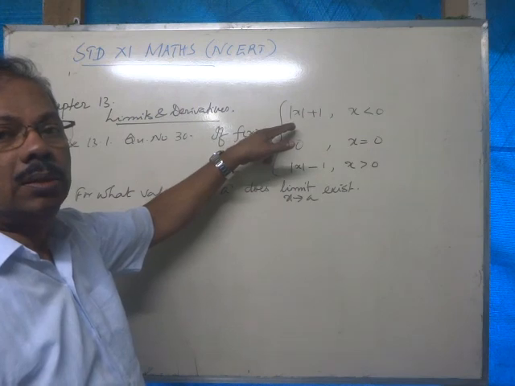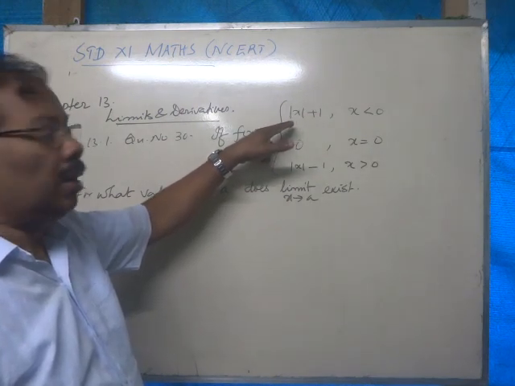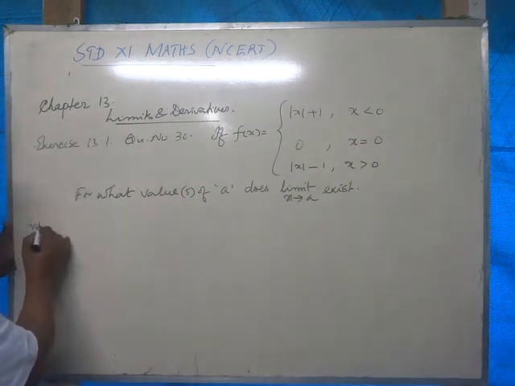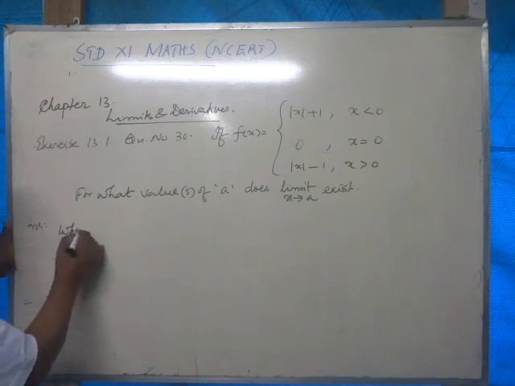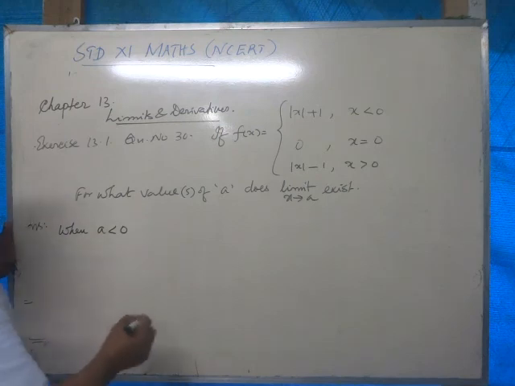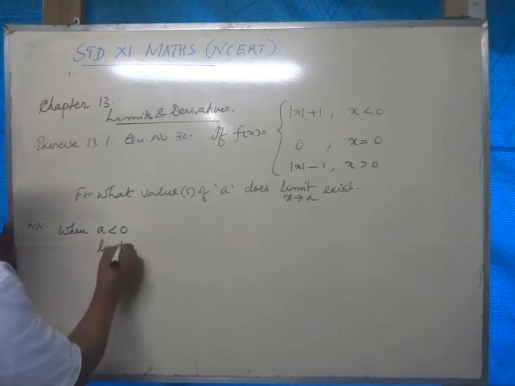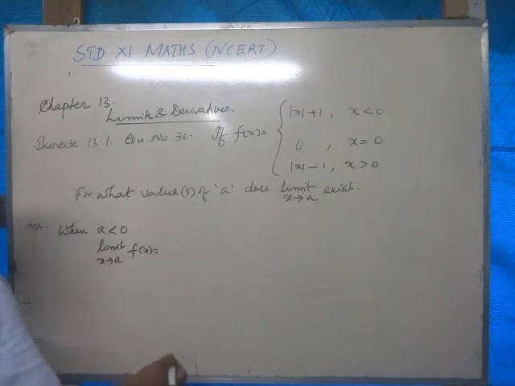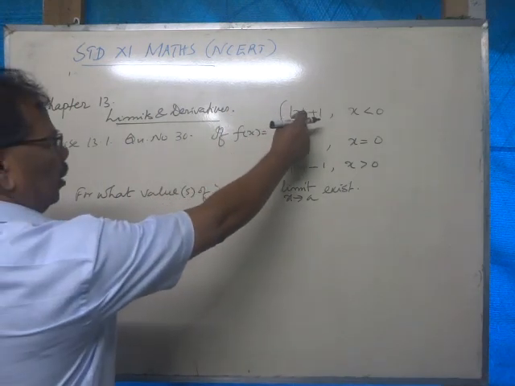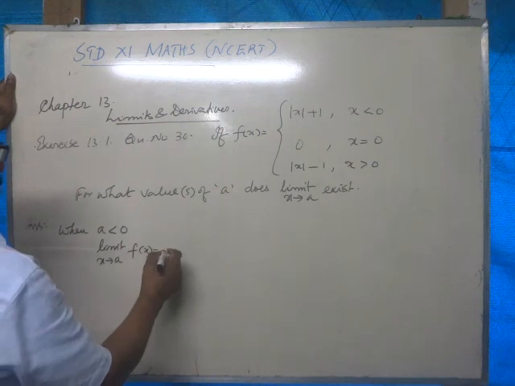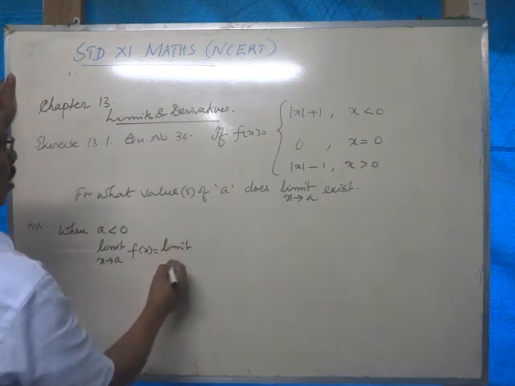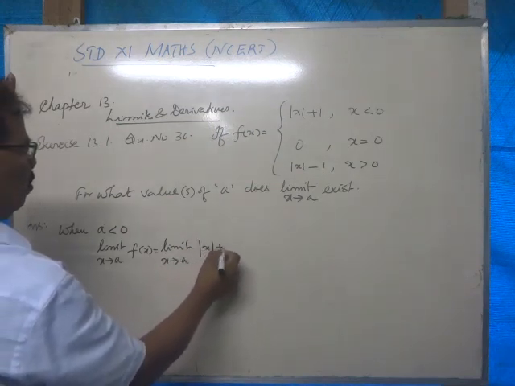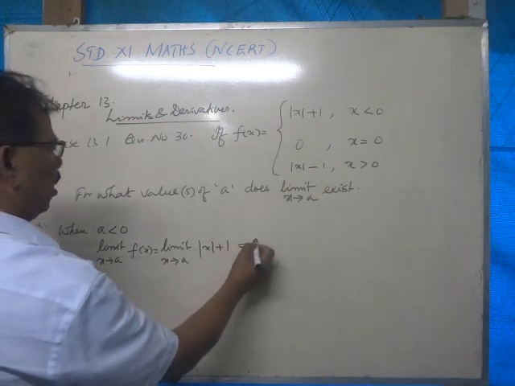First we shall consider the case where a is a number less than 0. When a is less than 0, limit x tends to a f of x equals, we take x equals a here, that is limit x tends to a modulus x plus 1, that is equal to a plus 1.